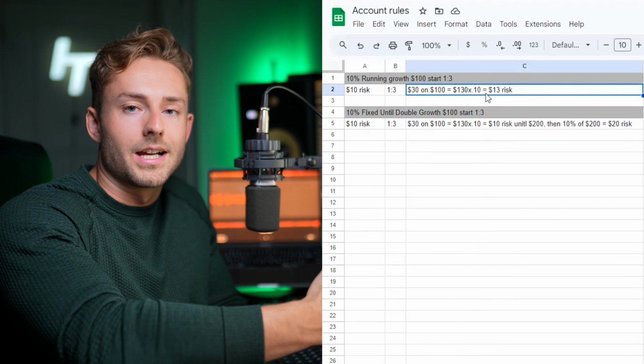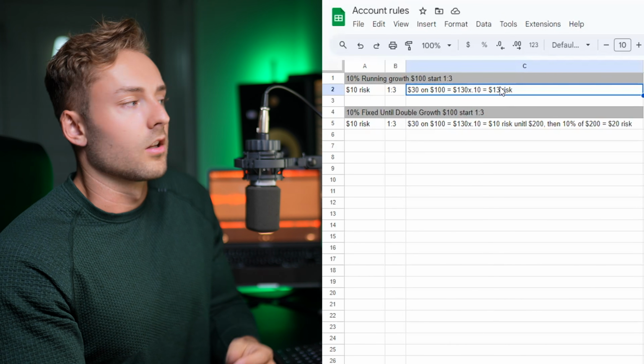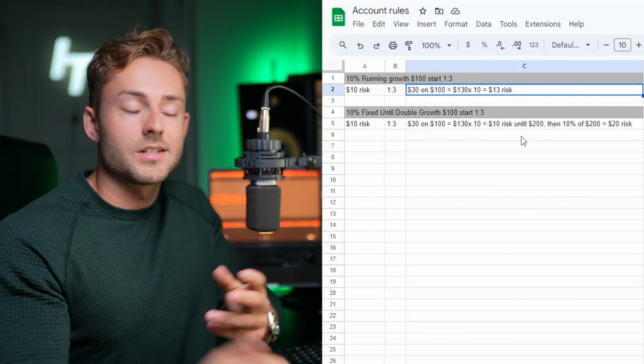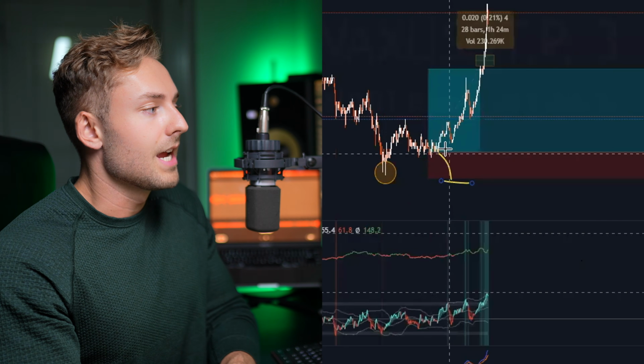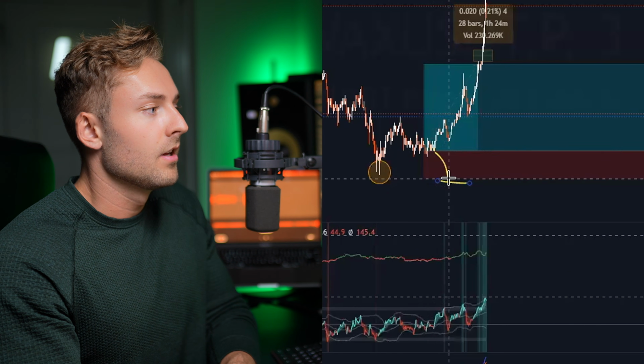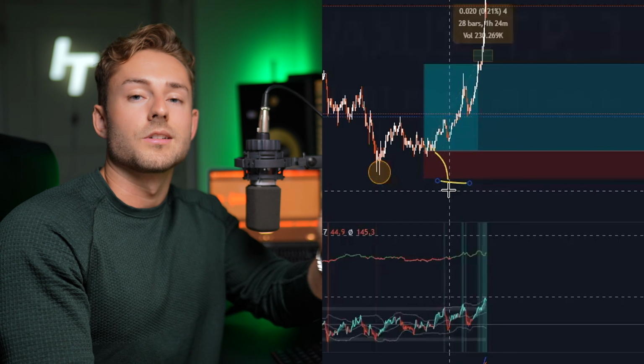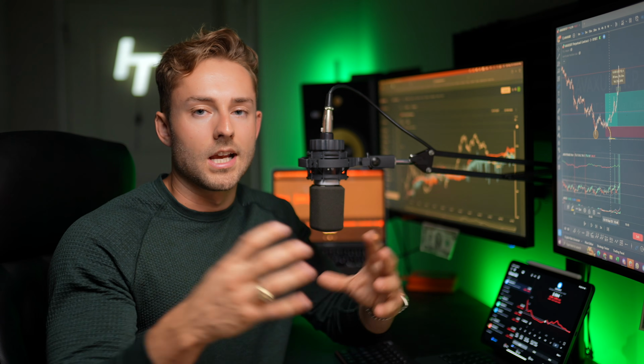We can then multiply that by 10% to set our new dollar amount risk, which is going to move up to 13. So then the next trade that you take, you're going to enter your position so that this risk, which previously was $10, is now 13. And that's a way to gradually, consistently scale up your account.